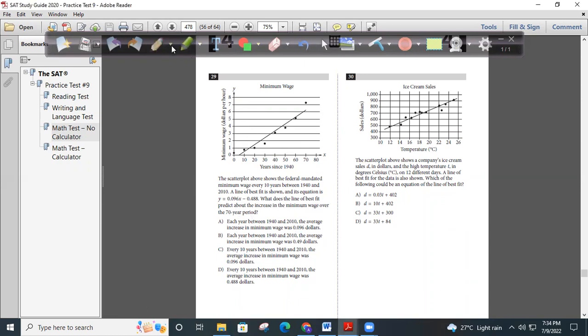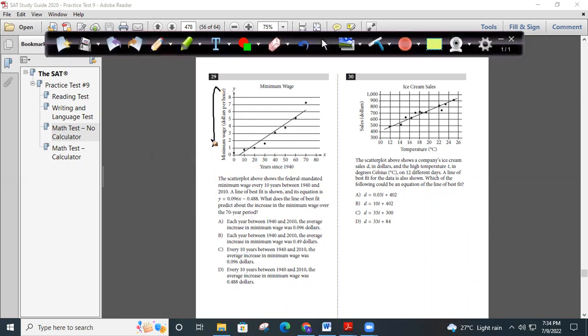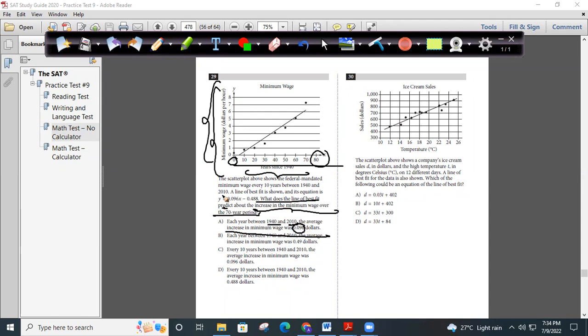What is the change in y when x changes by 1 unit? What is the line of best fit rate about the increase in the minimum wage over the 70-year period? Now come back. Each year between 1940 to 2020, this is 1940, this is 2010. What is happening? The average increase in the minimum wage is $0.096. So the change in y when x changes by 1 unit is 0.096. So 100% A for Agra is correct.